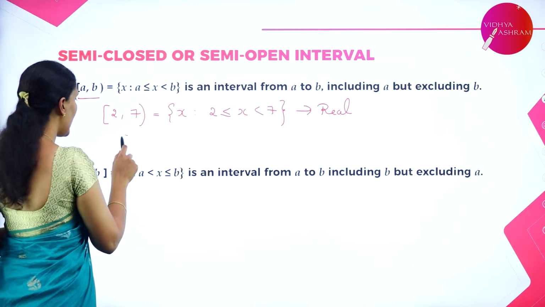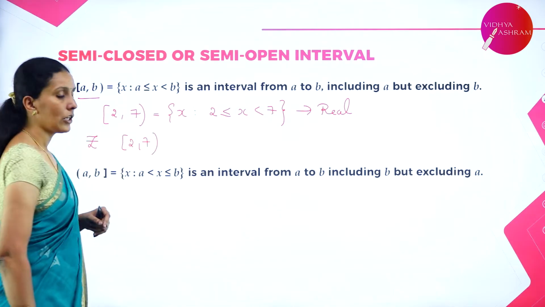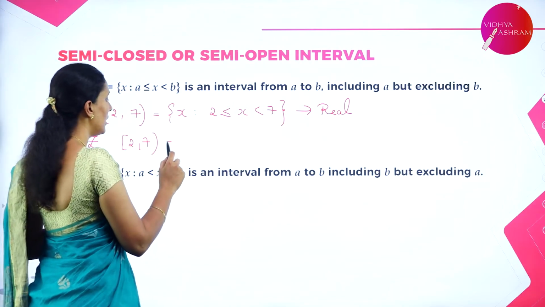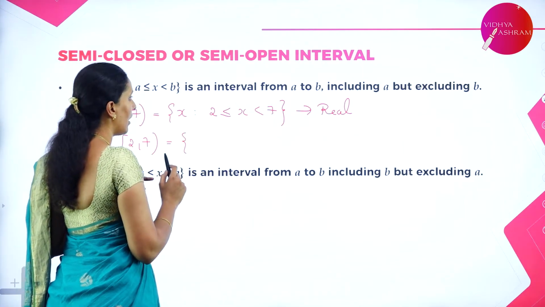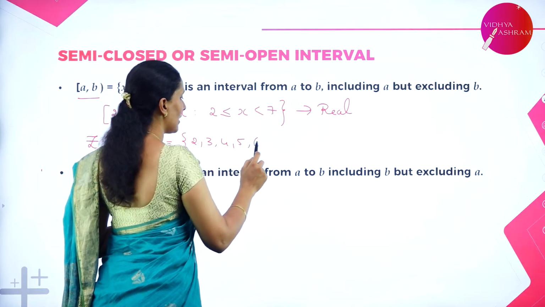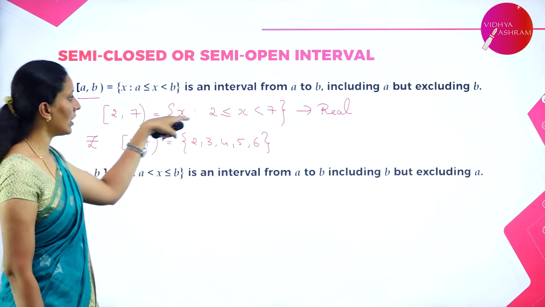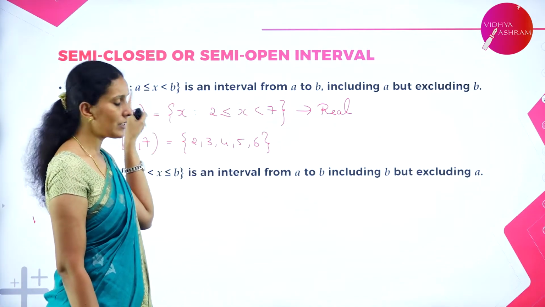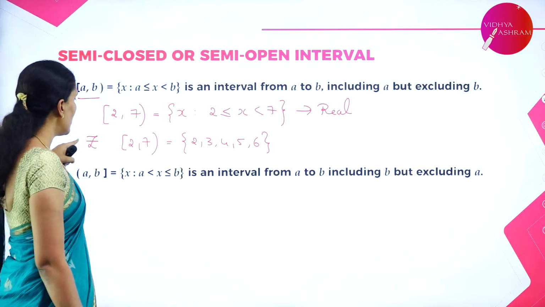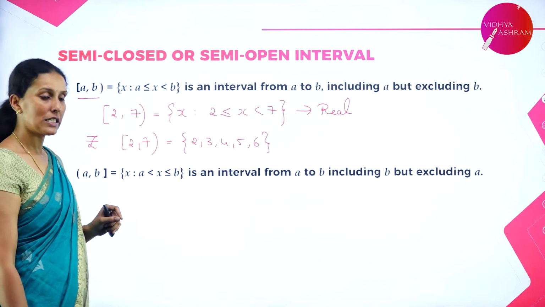When I say the same [2, 7) in the set of integers, then the set elements will be 2, 3, 4, 5, 6. We cannot include 7. So, this is how we will write the real number system in terms of intervals and set builder form. This is for integers, where we can write the number of elements in the set.